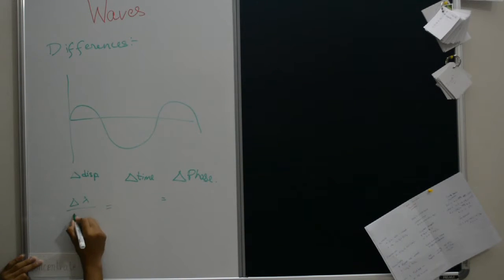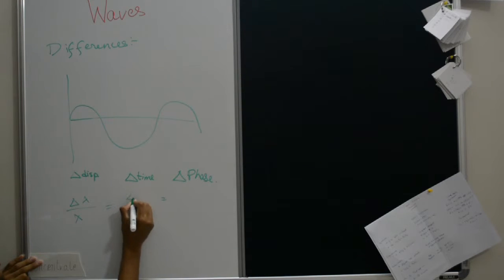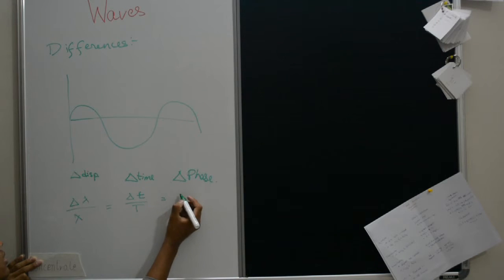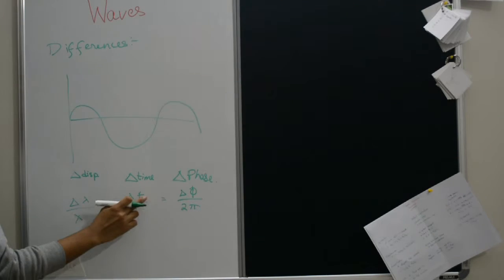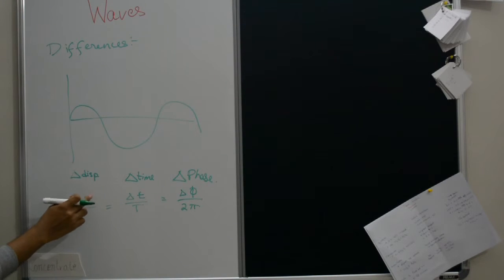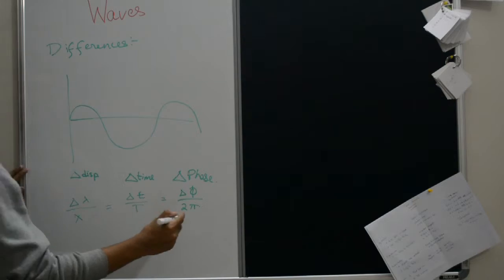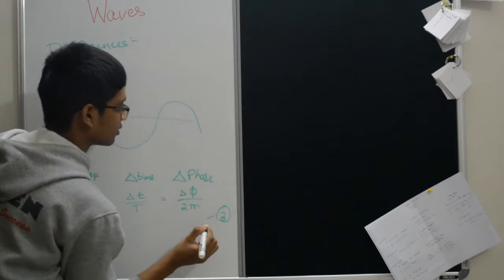Delta lambda by lambda is equal to delta t by the total time period, and delta phi divided by 2 pi. This is an angle, this is an angle, this is a time, this is a time. This is basically the change in wavelength, and this is the wavelength of the entire wave. This is the third important equation.